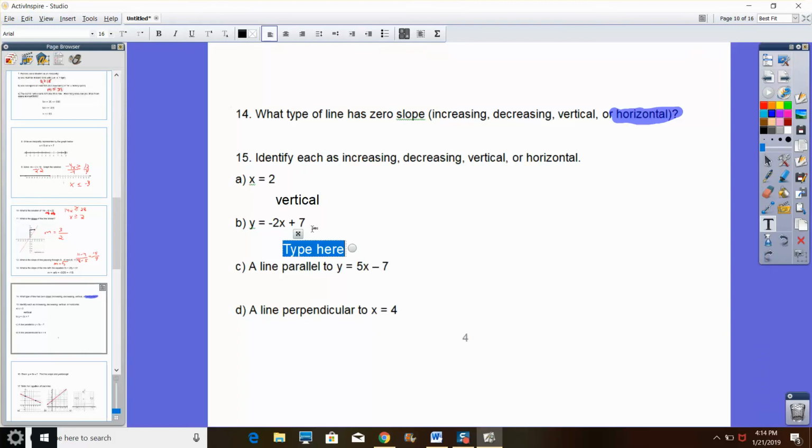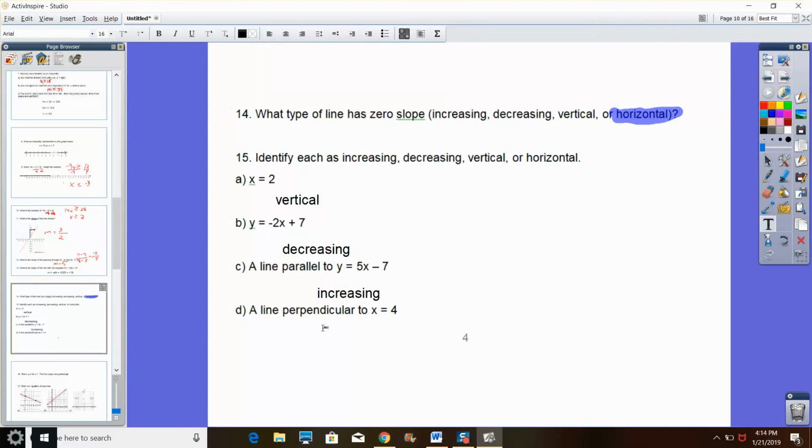For b here, y equals negative 2x plus 7. That's going to be a slope of negative 2, which means we have a decreasing function, a slope going down from left to right. A line that's parallel to y equals 5x minus 7 will have the exact same slope, so that would have a slope of 5. That is an increasing function.